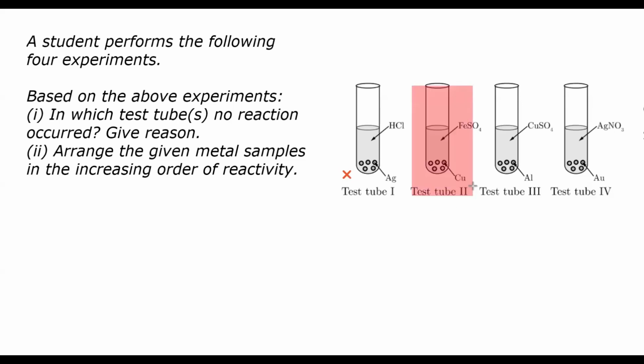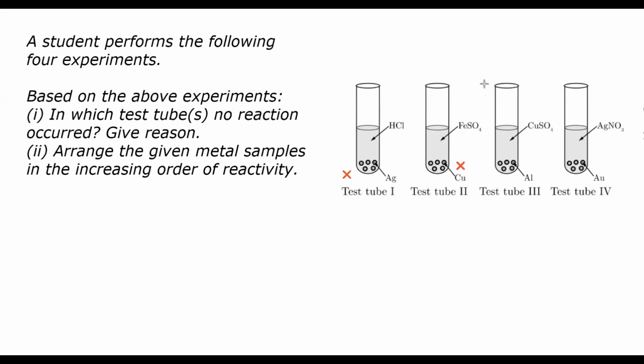The next one is copper put into ferrous sulfate solution, right? Copper is less reactive than iron. Therefore, copper cannot displace iron from its sulfate solution. So again, this reaction is also not possible. The second one over here.